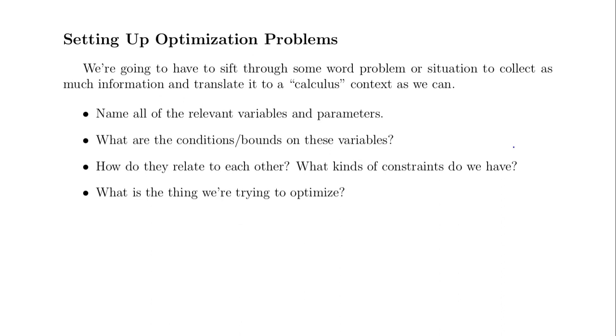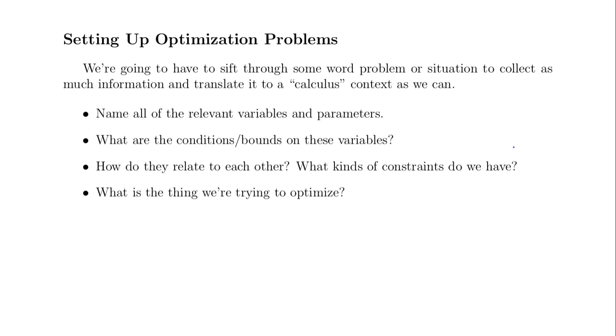Well, maybe height can't be negative in this context. Maybe it doesn't make sense to have a negative height. And maybe we also have some sort of a maximum height that makes sense. And so we're going to end up coming up with intervals that are almost like domains, you can think. They're just intervals of reasonable values.